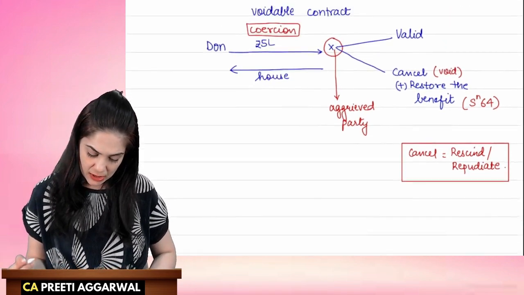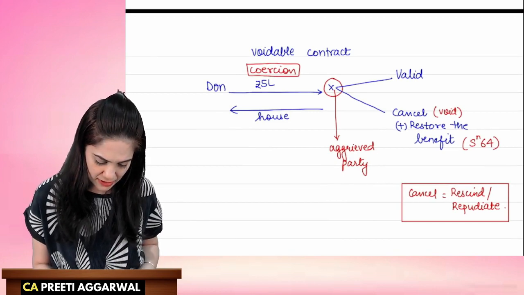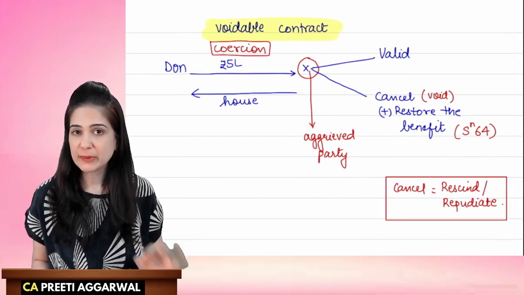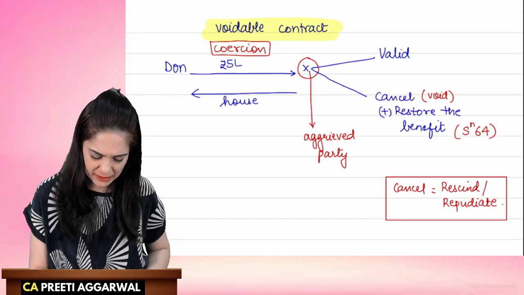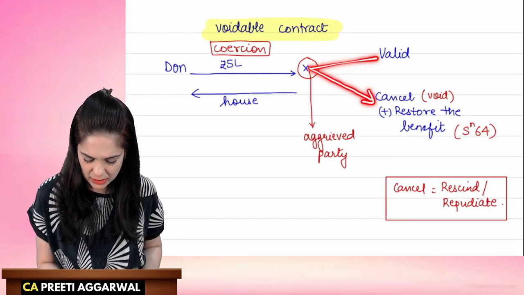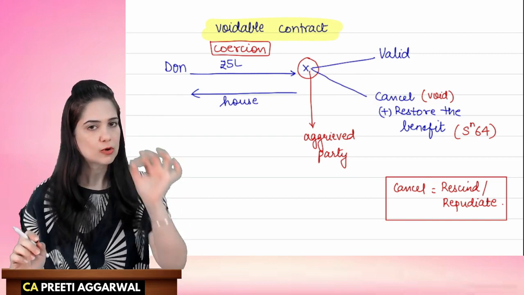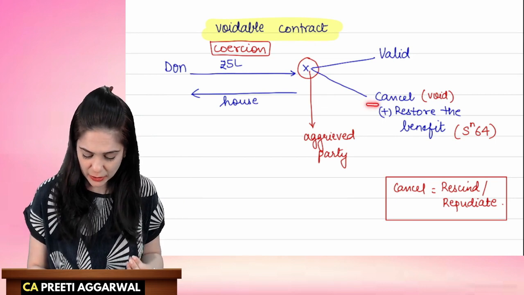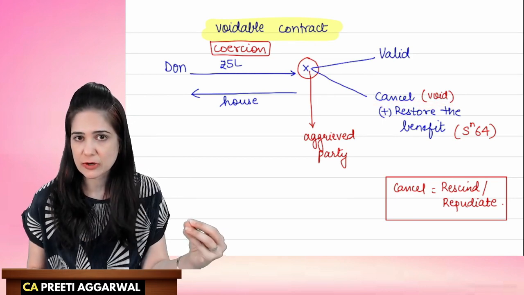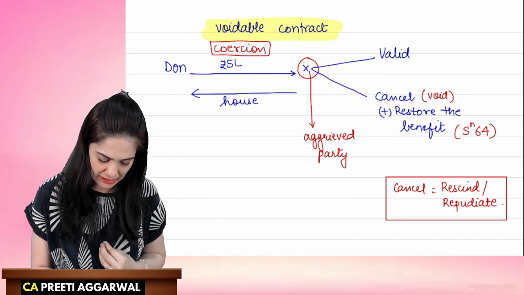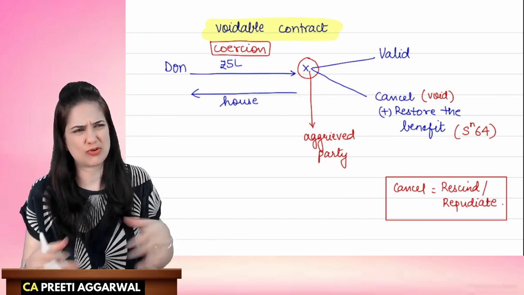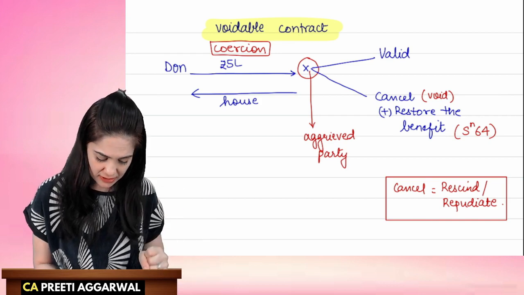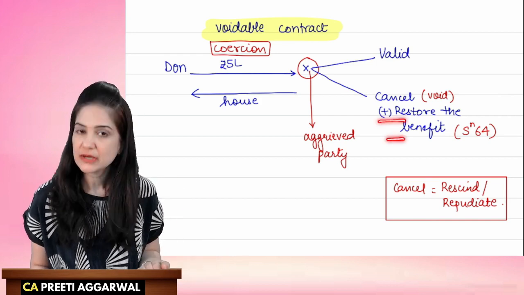Okay, so let us recap and revise the concept. What is a voidable contract? Voidable means it is avoidable. You may later on go to the court, prove that your consent was not free consent. You can avoid, you can cancel the contract and you can claim back the goods or house or whatever property that you have parted with.